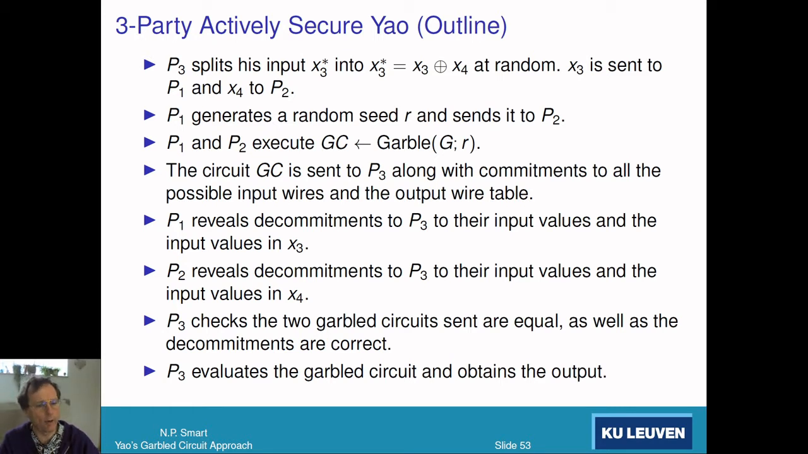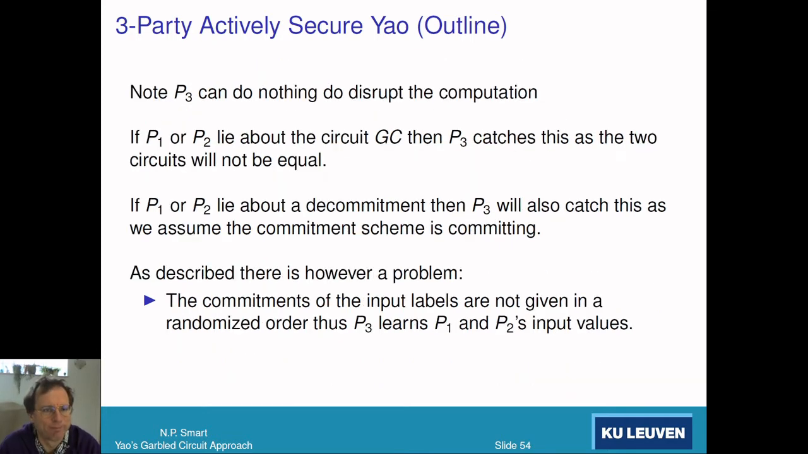So P3 now has two garbled circuits, which are identical. He has the garbled labels corresponding to x3, the garbled labels corresponding to x4, and those corresponding to x1 and x2. So P3 can now evaluate the garbled circuit and get the output. Very, very simple. What can happen? Not much.